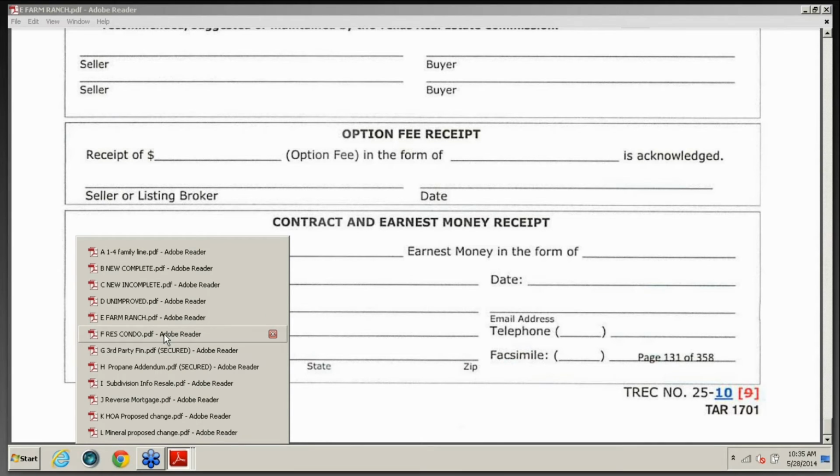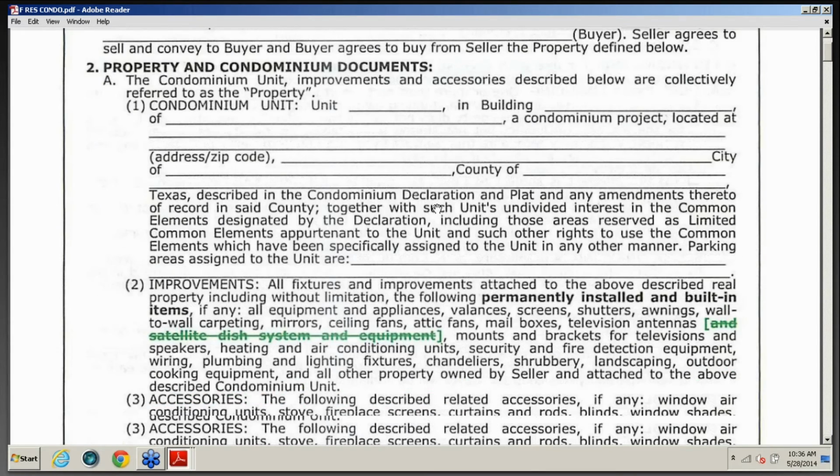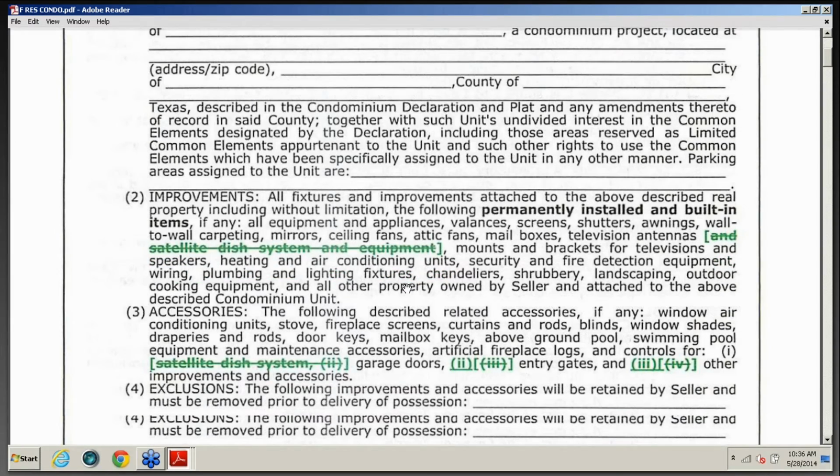Okay, the last of the contracts is going to be the residential condominium contract. Residential condominium contract. And that is going to be TREC contract number 30-11. 30-11. And again, we see the satellite dish and equipment being removed from improvements and accessories.